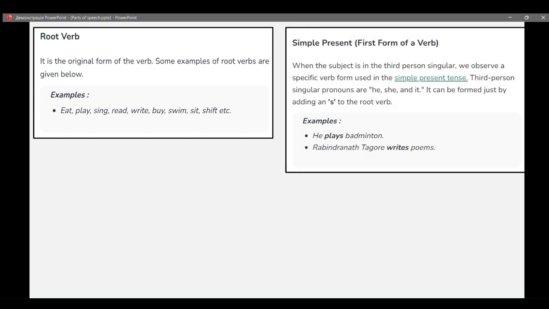Simple present, first form of a verb. When the subject is in the third person singular, we observe a specific verb form used in the simple present tense. Third person singular pronouns are he, she, and it. It can be formed just by adding an s to the root verb. Example, he plays badminton.